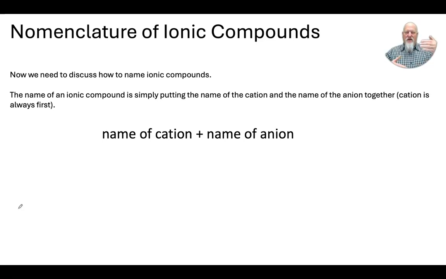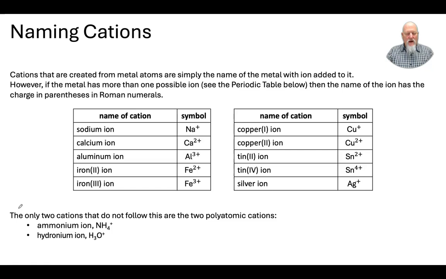You take the name of the cation, the positive ion, and the name of the anion, and you put them together. And that's it. You don't put anything else there. So name a cation, name an anion, because that's really all we need. We only need those, and we can figure out the formula and all that.